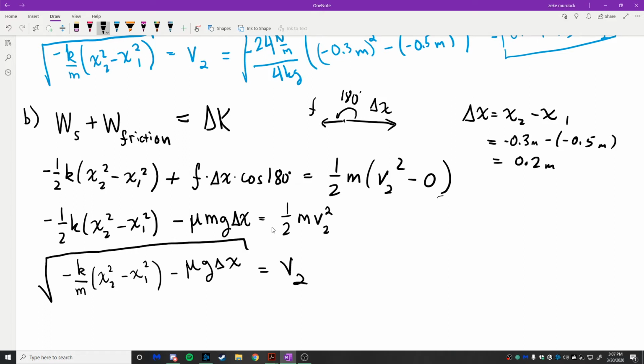Does that algebra look okay to you guys? Does anyone have any questions? All I did here was I divided both sides by m and multiply by 2. There's a mistake then. This should be a 2 right here. Here, let me just make some more room. So it's 2 mu g. This should be a 2. Yeah, thank you.